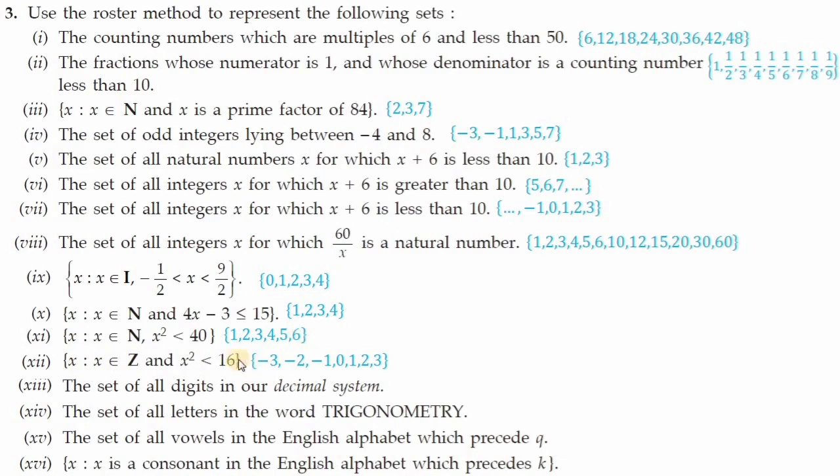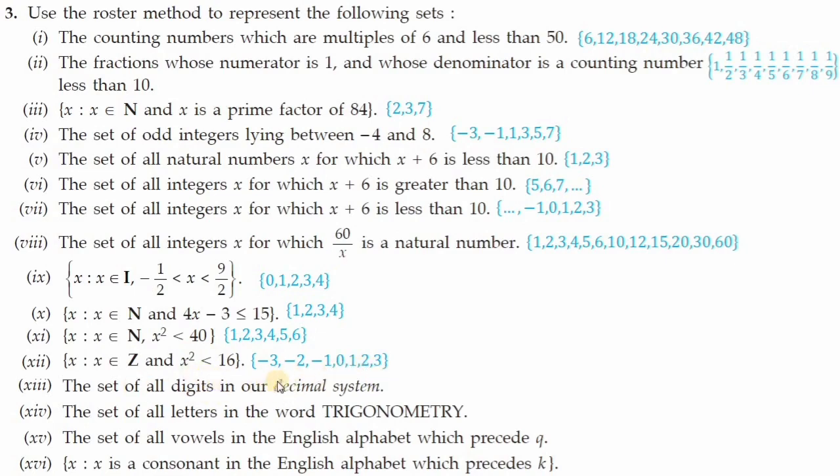Minus 2 square is how much? Minus 2 square is 4, less than 16. Minus 1 square is 1, less than 16. 0 square is 0, which is less than 16, right? Similarly, we have these numbers also satisfying this. So that's why these are the required numbers.